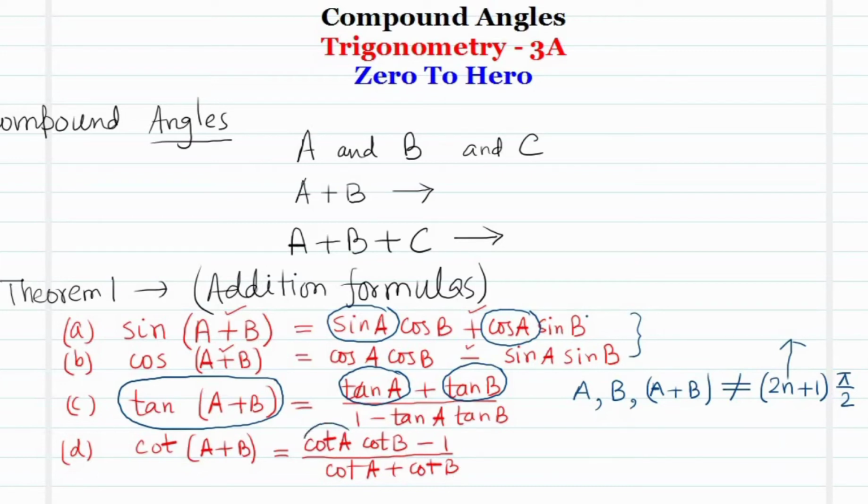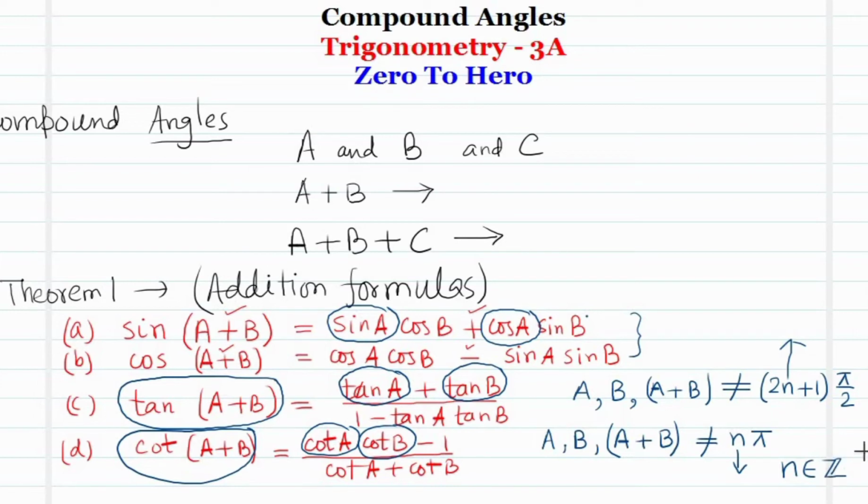Now for the last formula, cot A, cot B and cot of A plus B must be defined, and for the same we need to impose certain restrictions. The restriction is that angle A, angle B and angle A plus B should not be equal to an integral multiple of pi, that means not equal to n pi. What is n? n is an integer, so we can write n belongs to Z, where Z stands for integers. So in case of tan, these angles should not be an odd multiple of pi by 2, and in case of cot, the angles should not be a multiple of pi.